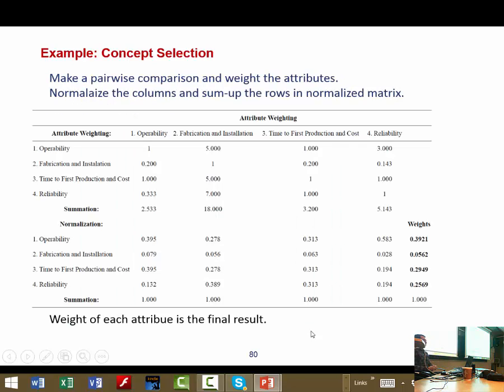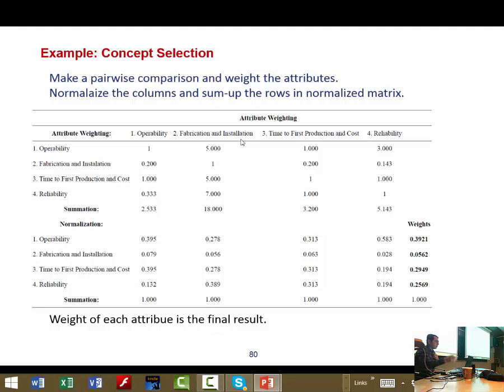So finally, first you should make a weighting system for attributes. You make a matrix like this, with attributes in the first column and the same attributes in the first row, and then you make a pairwise comparison. Operability versus operability, okay, weight 1 because they are equal. But whether operability is more important for you or fabrication and installation, this is something based on personal opinion, and a team of people will make a decision about that.